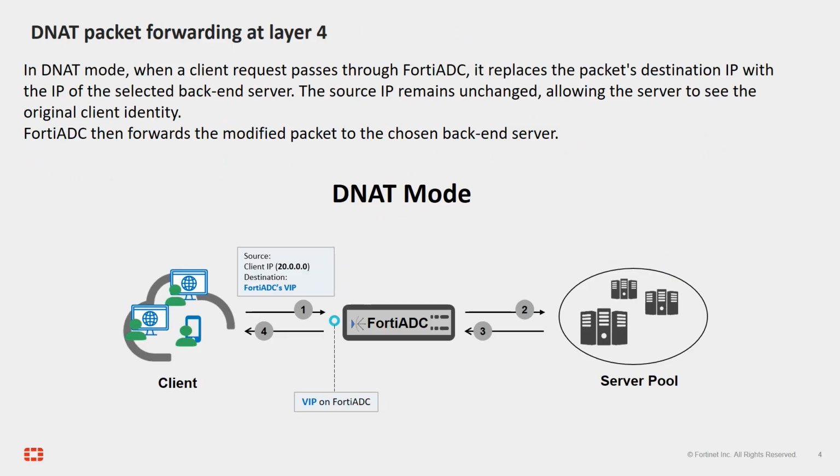In DNAT mode, when a client request passes through FortiADC, it replaces the packet's destination IP address with the IP of the selected backend server. The source IP remains unchanged, allowing the server to see the original client identity. FortiADC then forwards the modified packet to the chosen backend server.